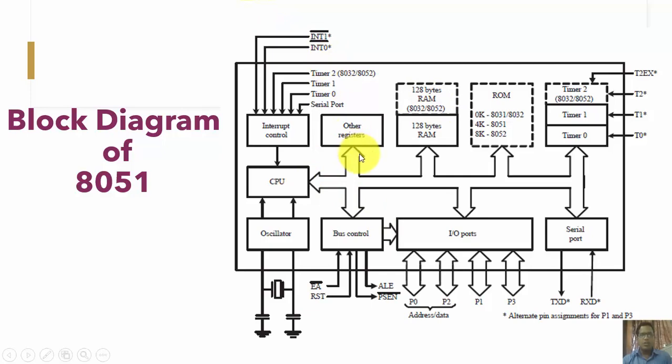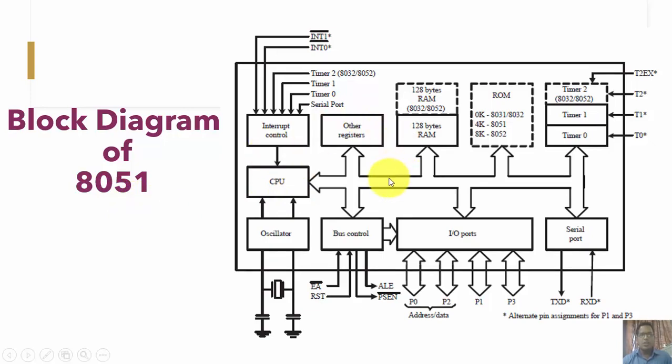Whatever the internal communication that exists between all these blocks, or we can say components, is done with the help of a central data carrying bus, which is 8-bit wide, and hence this central processing unit is going to process 8-bit data simultaneously in the 8051 microcontroller. That's why the 8051 microcontroller is known as an 8-bit controller.